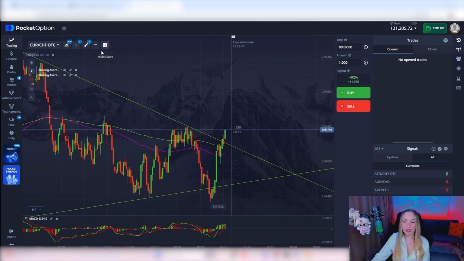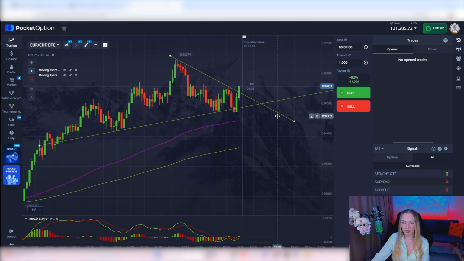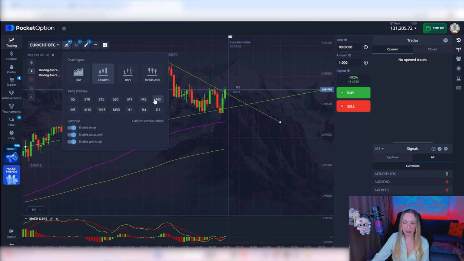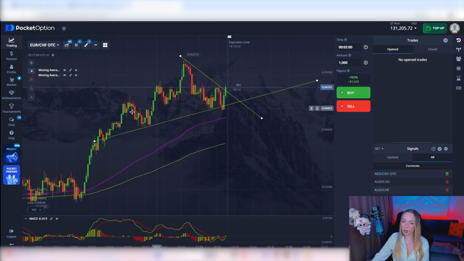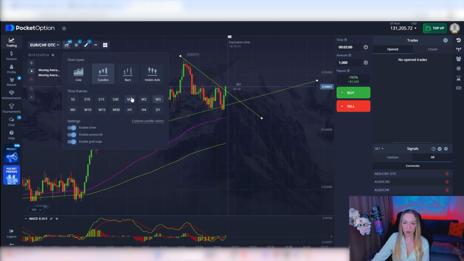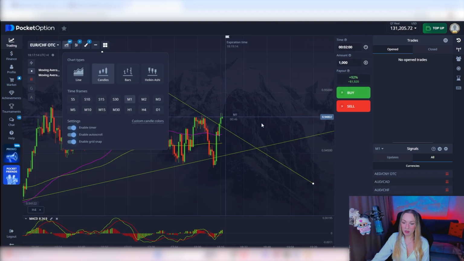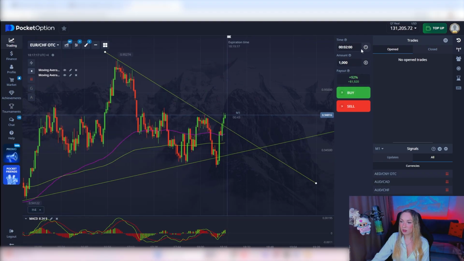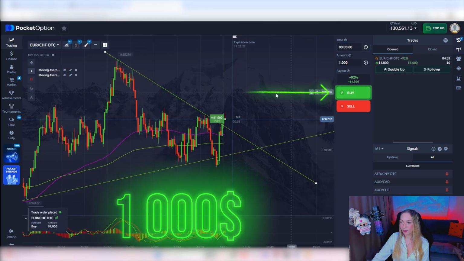In Euro CHF, I see that right now is forming this signal to open the trade down. So we can wait here. And maybe I'm gonna open it, though on the period 3 minutes I see the signal to open the trade up, because in general Euro CHF has the upward trend line. So maybe, by the way, let's open it for 5 minutes up. Let's go.